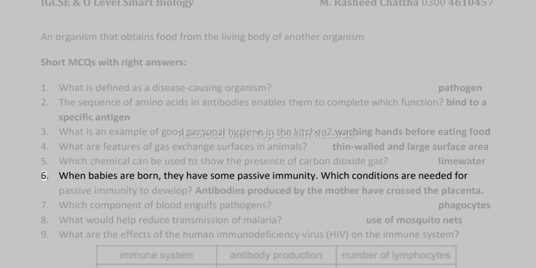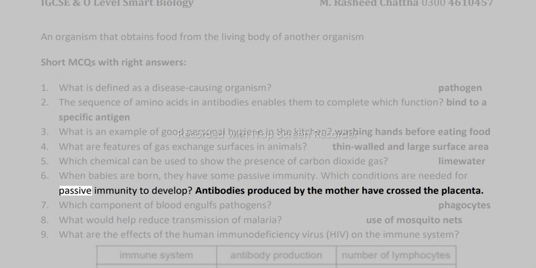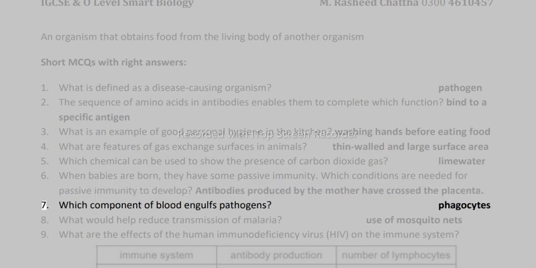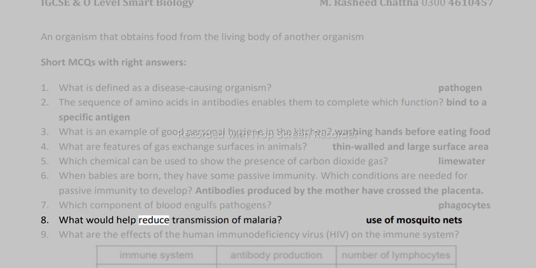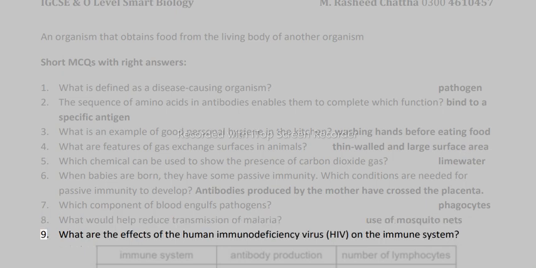Lime water. 6. When babies are born, they have some passive immunity. Which conditions are needed for passive immunity to develop? Antibodies produced by the mother have crossed the placenta. 7. Which component of blood engulfs pathogens? Phagocytes. 8. What would help reduce transmission of malaria? Use of mosquito nets. 9.